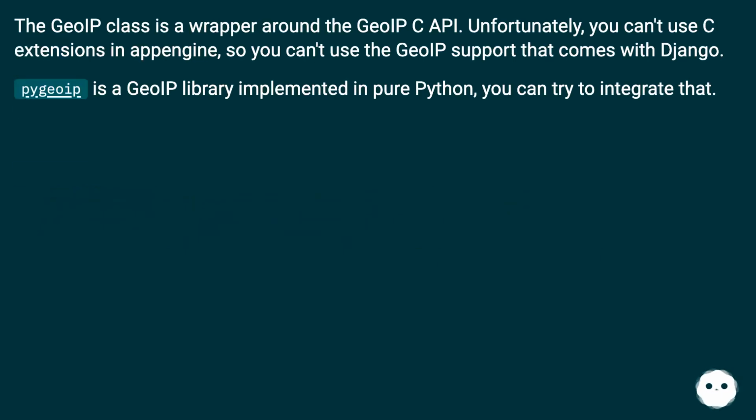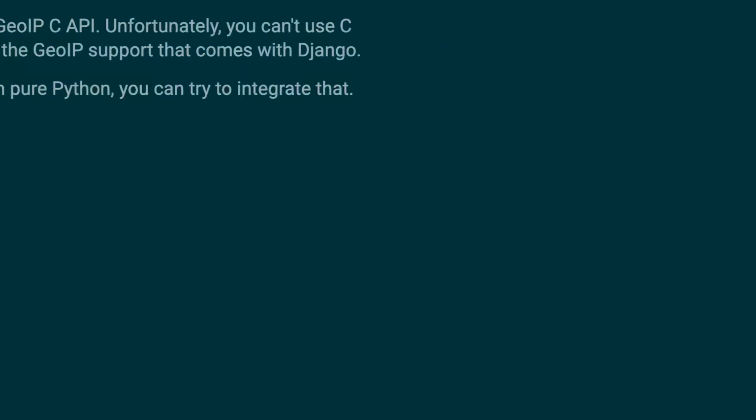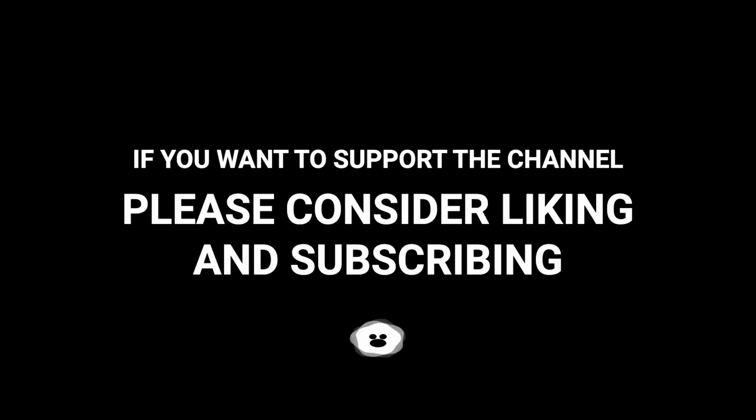The GeoIP class is a wrapper around the GeoIP C API. Unfortunately, you can't use C extensions in Appengine, so you can't use the GeoIP support that comes with Django. PyGeoIP is a GeoIP library implemented in pure Python. You can try to integrate that.